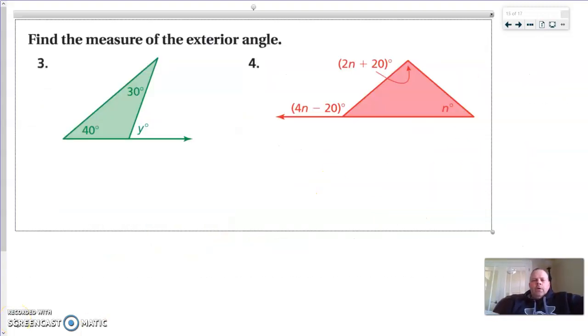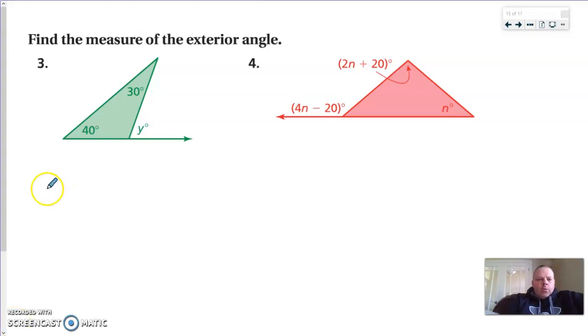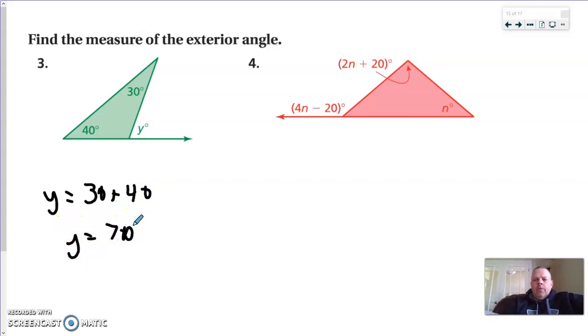Hopefully we can find the exterior angle in this one. Again, this goes back to the same thing that we were just doing, adding the opposite interior angles. So in number 3, we have y equals 30 plus 40, so y equals 70. Sorry, that is a 0.